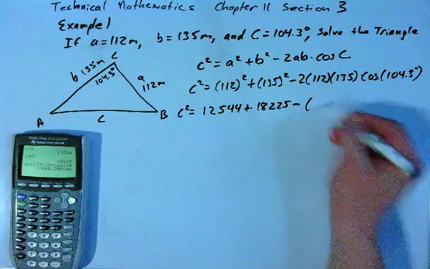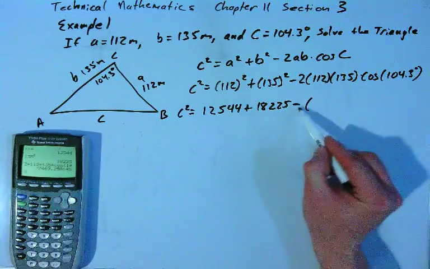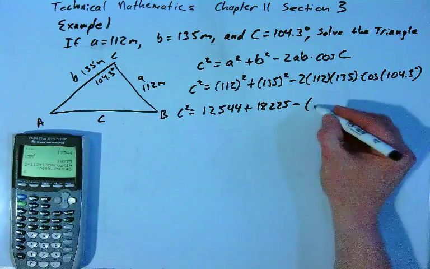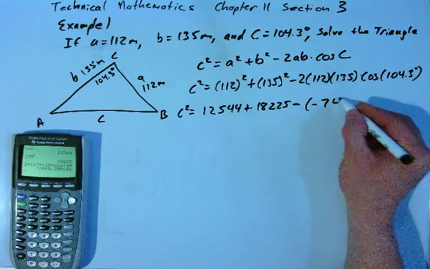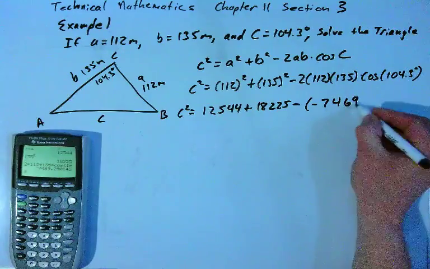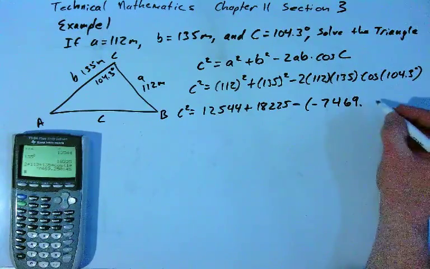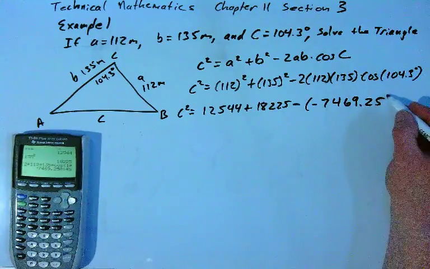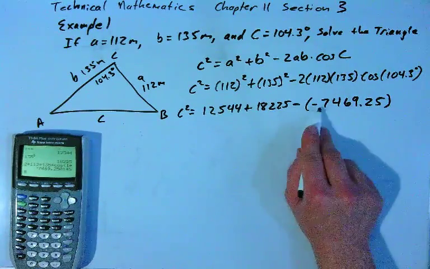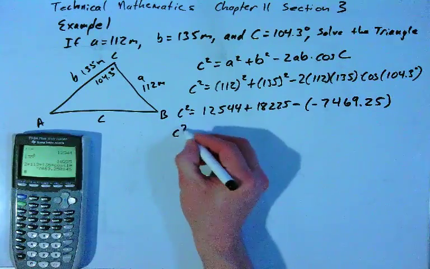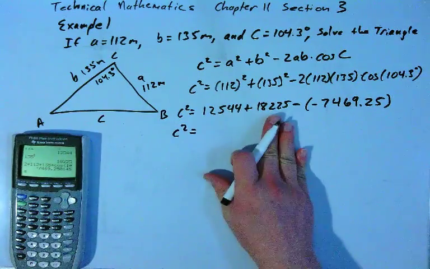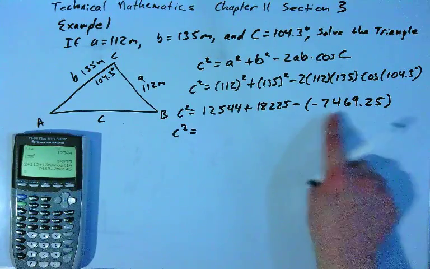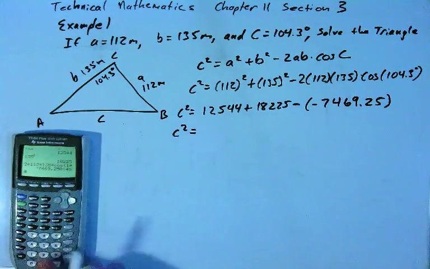And I get a negative number, so I want to make sure that I'm careful here. I'm subtracting a negative number. So I'm subtracting negative 7,469, and I'll go ahead and go out to a couple decimal places here, 25. Okay, 7,469.25, negative. So I'm subtracting the negative. And so c squared will be equal to, so I'm going to add these together and subtract this negative, which is adding, right? Subtracting the negative is adding. So I'm going to add all of these together.